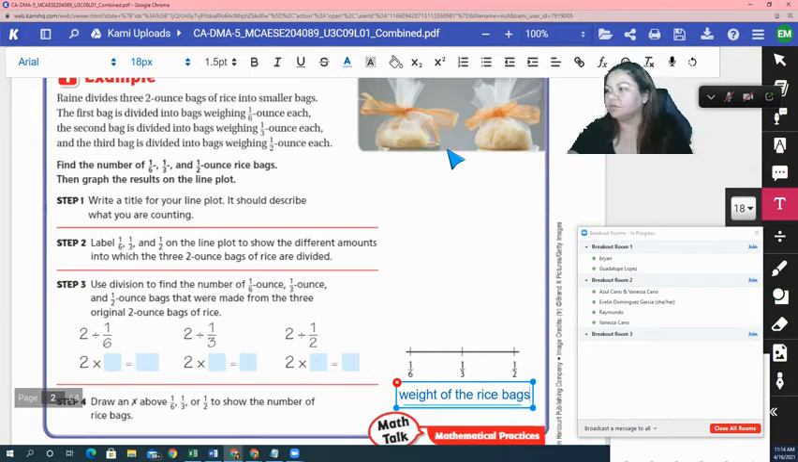Hold on. I want to finish this example. Okay, so here we have the weight of the rice bag. So when we finish this example, I have something to show you guys.